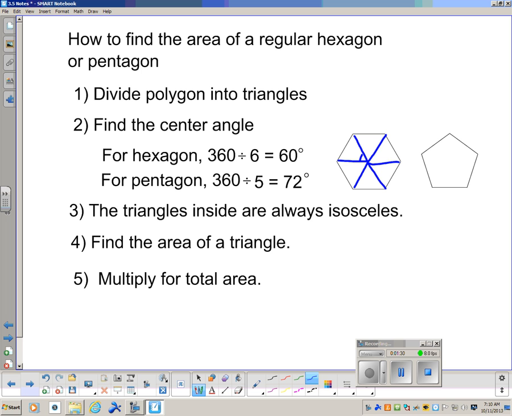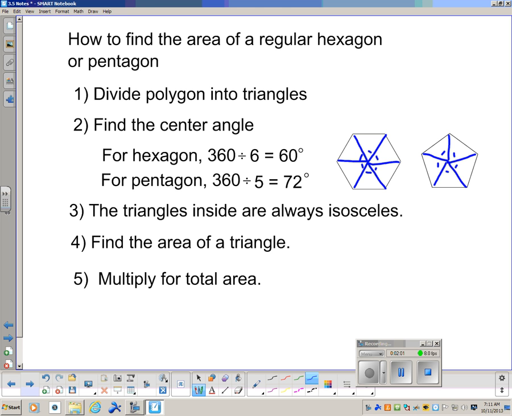To find that, since there's 360 degrees in a circle, you can take 360 degrees and divide by 6, because there's 6 of them in this hexagon, and we get 60 degrees. So each one of those angles I just marked is 60 degrees. We could do very similarly with a pentagon: divide this into triangles, and to get these angle measurements, you can take 360 divided by 5, and you get 72. So each one of those angles for the pentagon is 72.